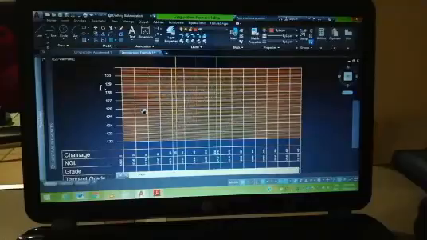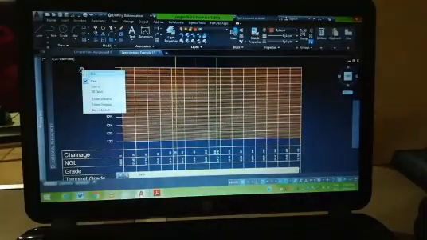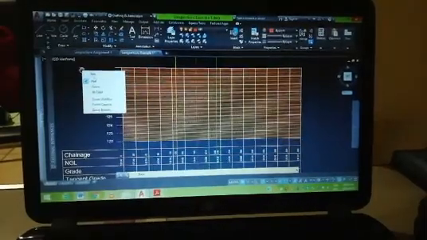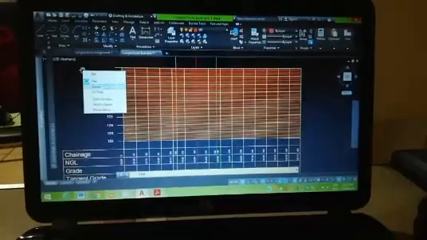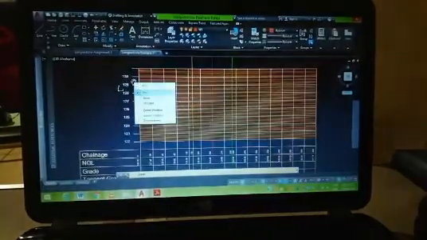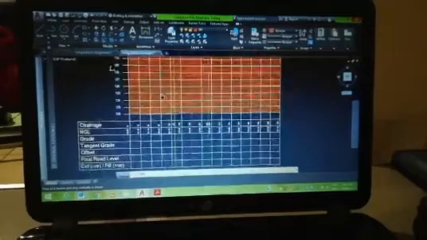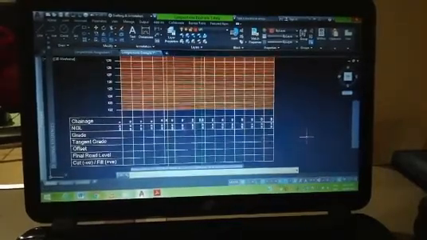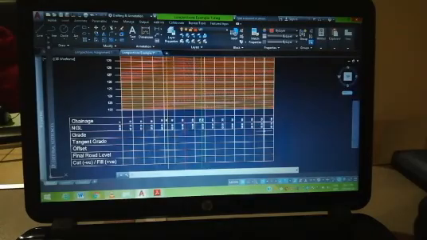Okay, once you have something like that, the next step is basically calculating all the values that you will be entering in your table. Next we'll need to calculate the grade, the tangent grade, the offset, the final road level, and then your cut or your fill.